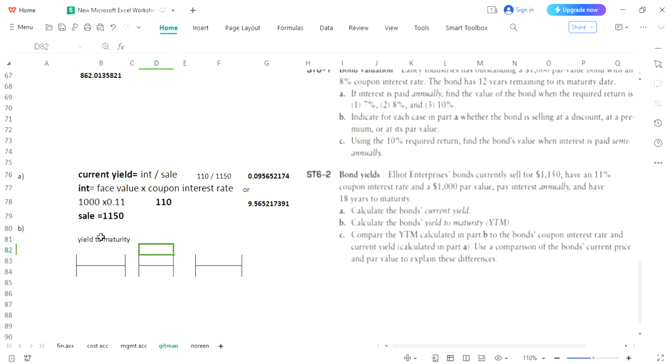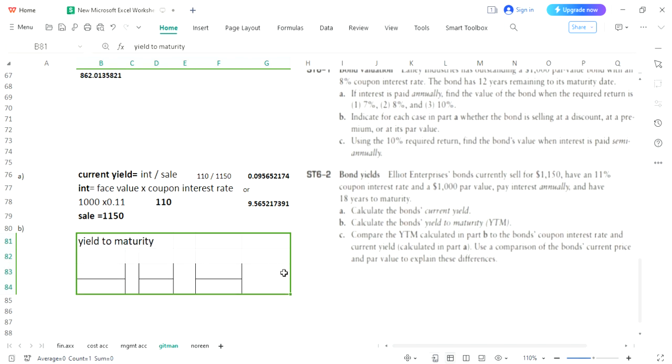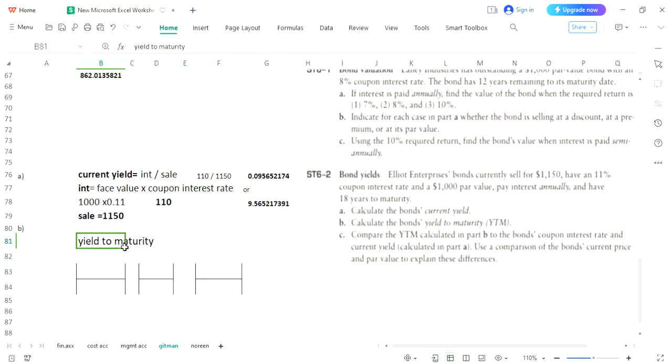So yield to maturity is our new topic, and for that you will be surprised we are using the same formula which we have used to calculate the value of bonds. Same formula you will be using. Second part, yield to maturity. So what was the formula? You were writing face value in the numerator, and then you were dividing by 1 plus r raised to power n. It arrived automatically, and then you need to add.